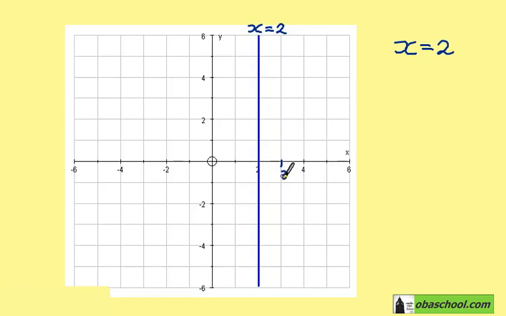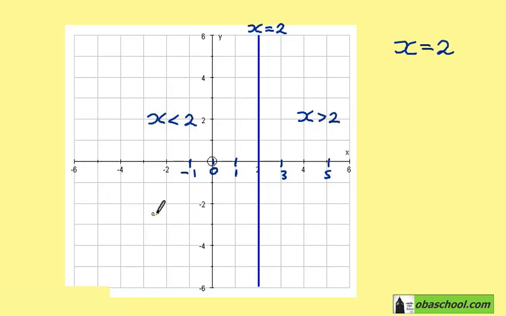If we go to the right of this line, look at the x values. So this is the region x is greater than 2. If we look to the left, all of the x values are less than 2. So to the left of the line we have the region x is less than 2.